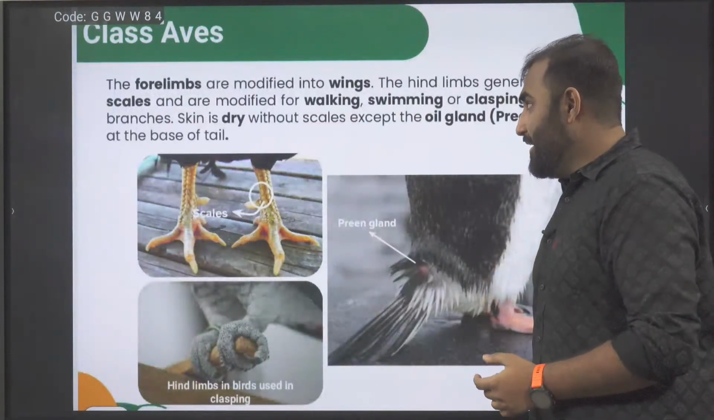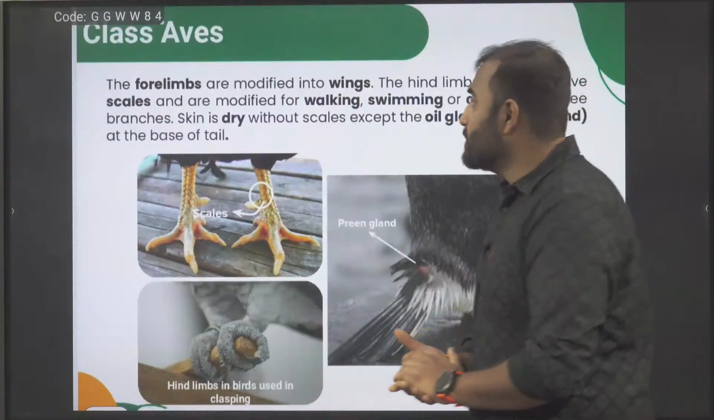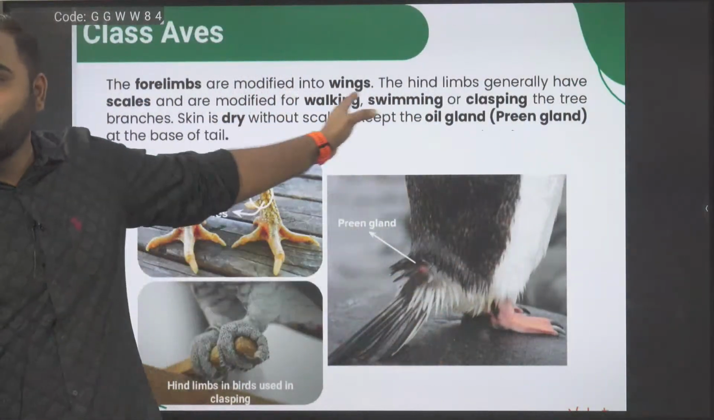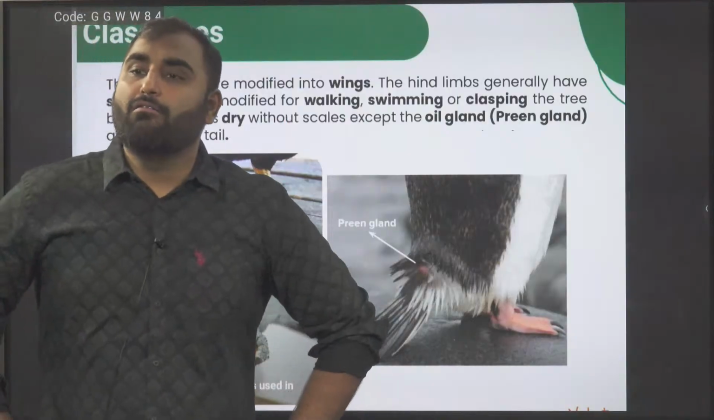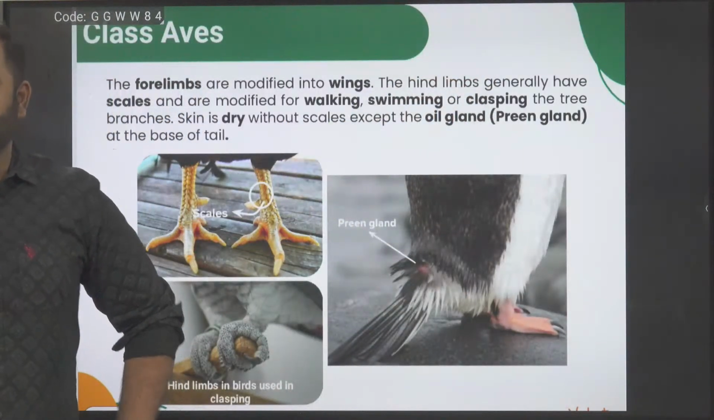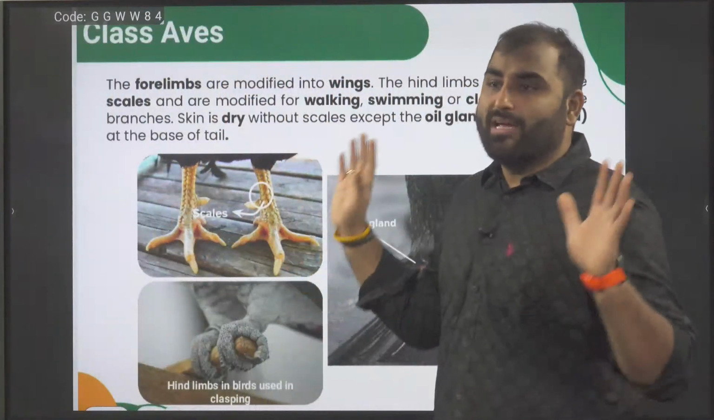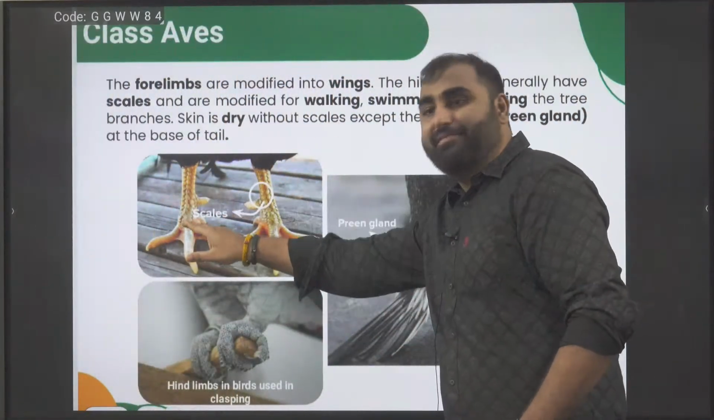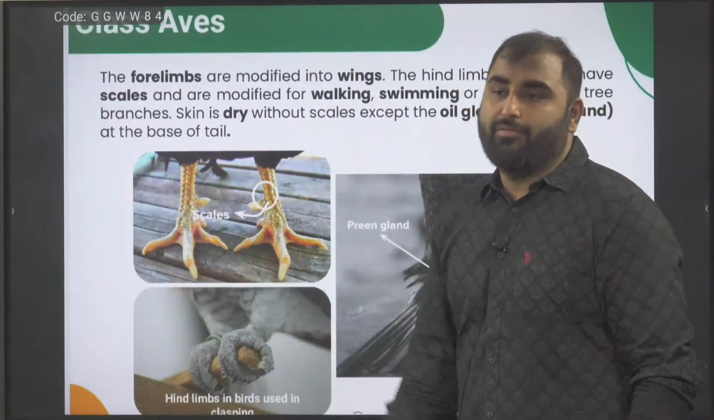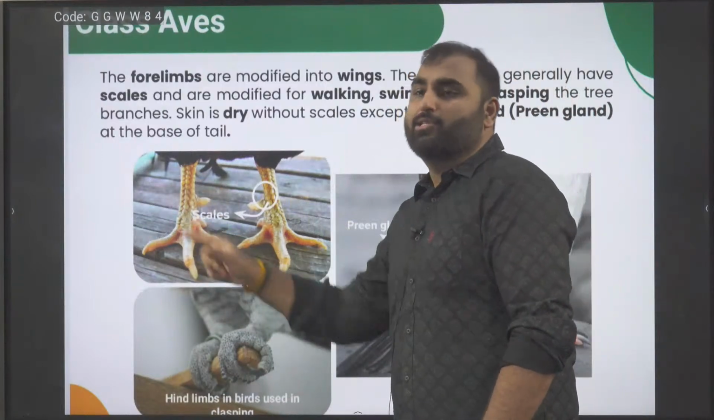Moving ahead, next. Talking about their body characteristics, let's talk about their body features. Now, the forelimbs in birds are modified into wings, and wings have the feathers, right? The hind limbs are having scales. Look at the hind limb here. The forelimb is modified into wings for flying, and the hind limb is having scales. When you go to the poultry farm to buy chicken, you can look at the legs of the chicken. They have scales on them.